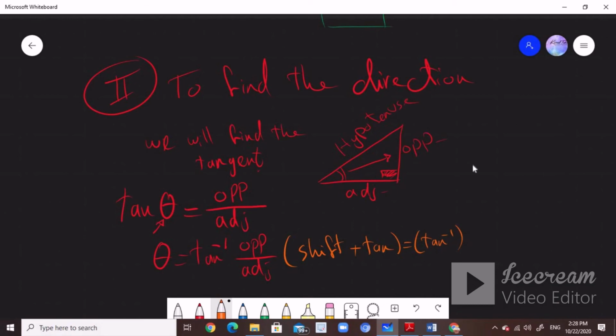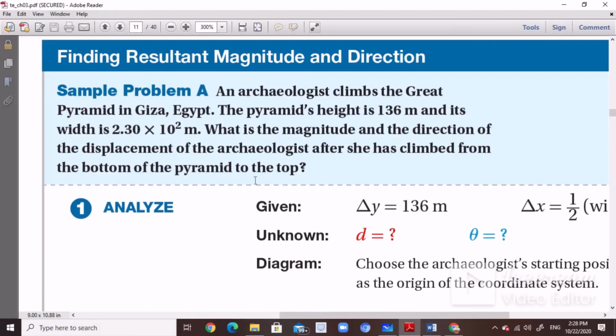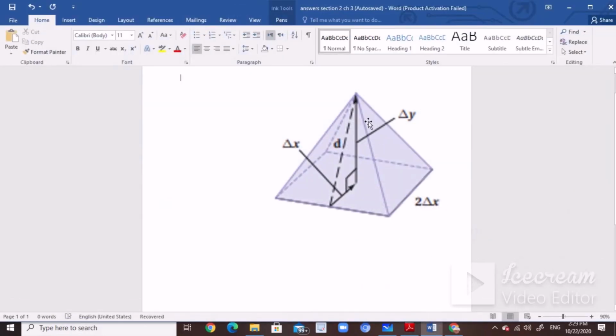Now let's answer a problem to understand more about that. This simple problem is about finding the magnitude and direction. Archaeologists climbed the Great Pyramid in Giza, Egypt. The pyramid height is 136 meters. To understand and answer the problem very well, you should understand the diagram and draw all the vectors of the problem very well. Now let's take the drawing of this. The drawing will be like that: the Giza pyramid, suppose.